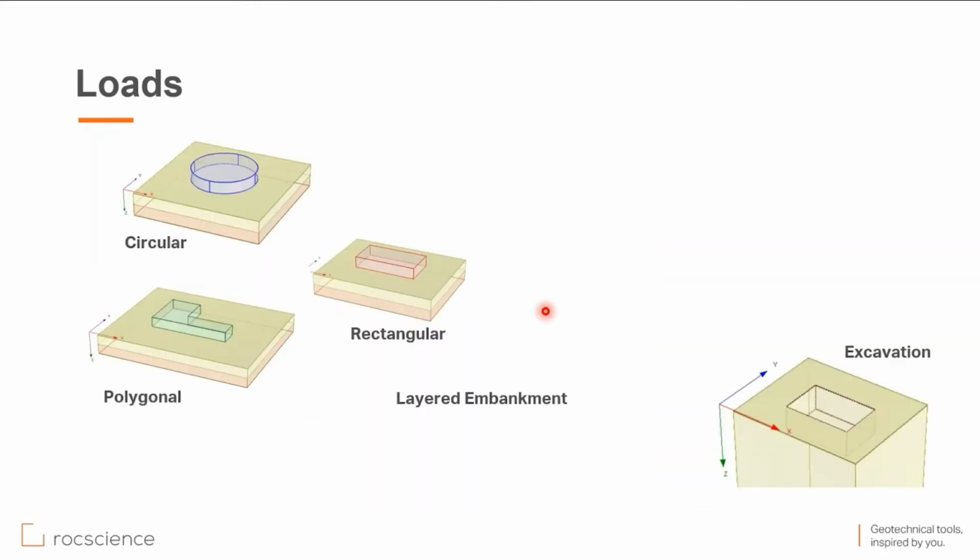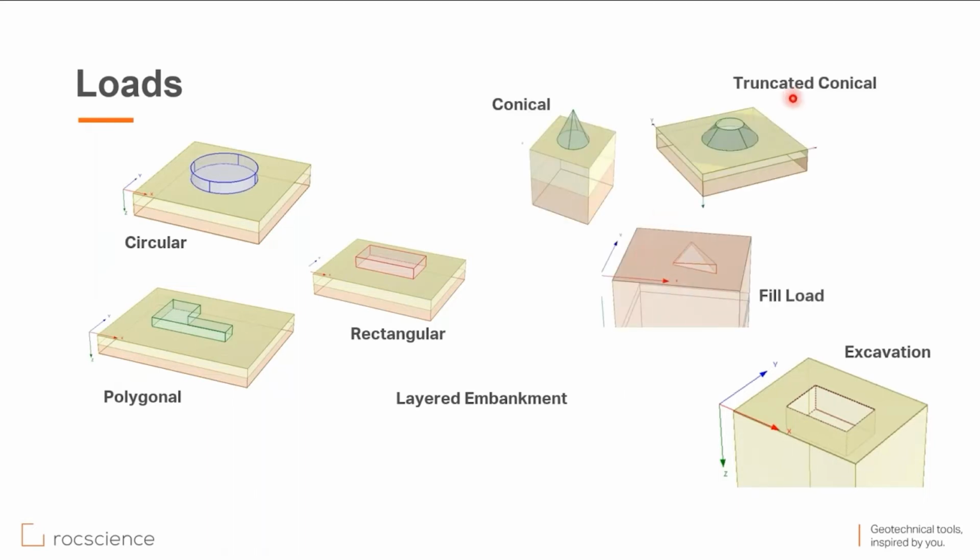These are, for example, types of the loads. We have circular, polygon. The polygon can take any shape. It's just a polygon, whatever the number of vertices are. Rectangular loads, excavation loads. We have truncated conical loads, fill loads. All these loads may be constant, so uniformly applied, or may be variable between the vertices. So you can apply a higher load at this side, a lower load on the other.